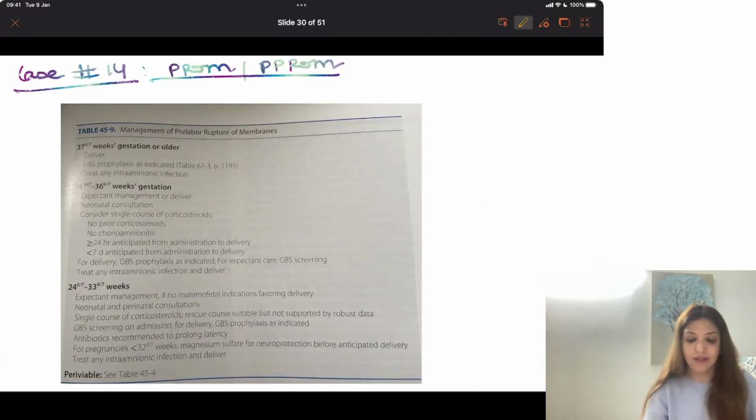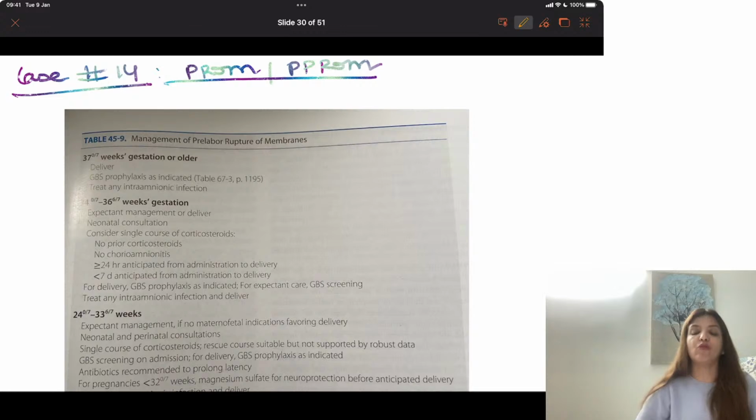Yes. Then a very important table for all of you is management of PROM and management of PPROM, that is premature rupture of membranes and preterm premature rupture of membranes. Now this table is very important in Williams, and again many questions are asked from this table in your INICET exam.